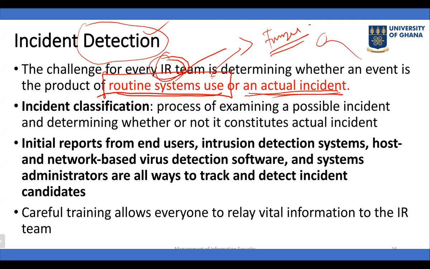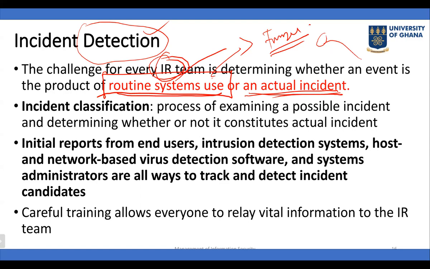If you don't get the right person to make the right decision at that time, you may assume that it is routine system use. And when you assume it's routine system use, maybe the problem is not routine at all, it's rather an actual incident. Someone is actually intruding. And the person is in the process. Before you realize, the person will hijack the system and it will escalate to a disaster. So usually the team has a challenge.